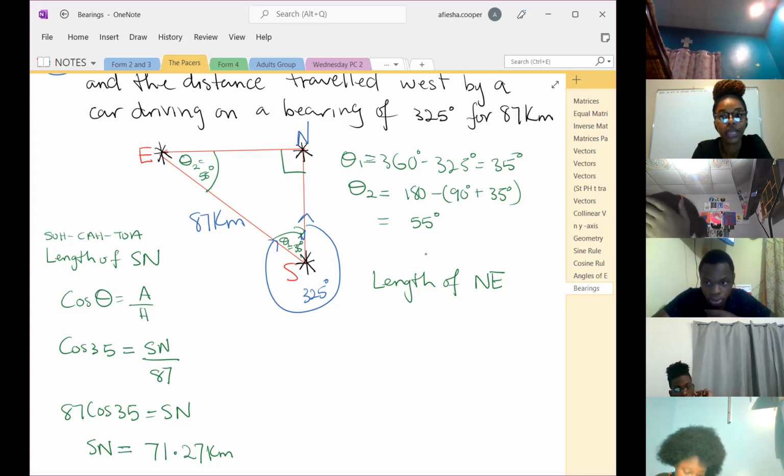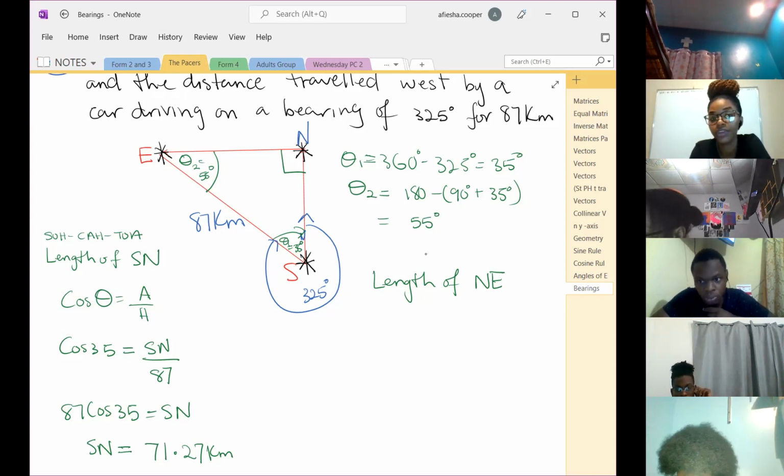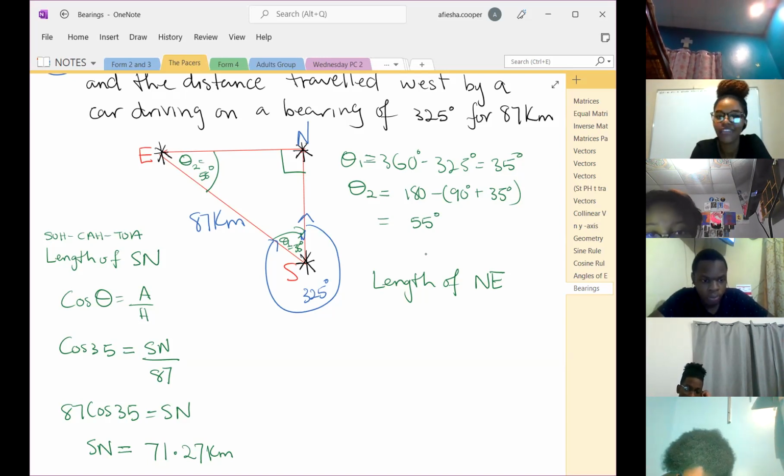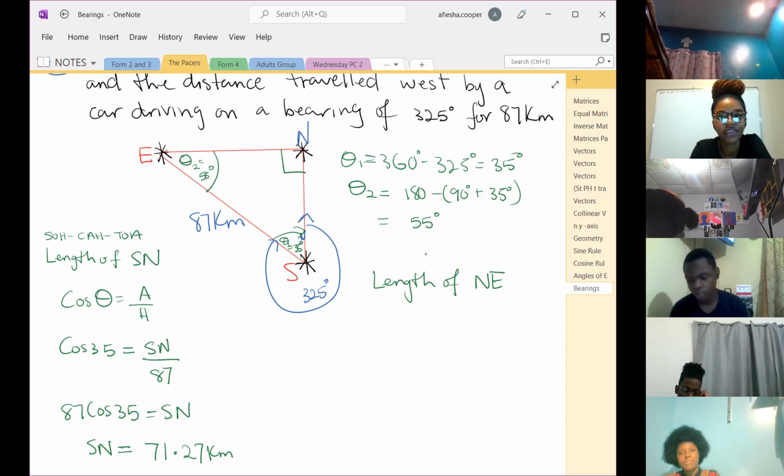Which angle would we use to work out the length of NE? We can use any one, just choose which one you're using. All right, let's try the 55. Actually, let's use the 35.